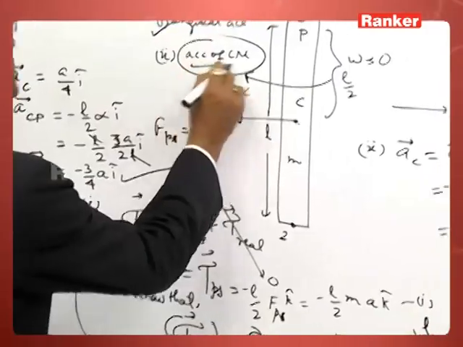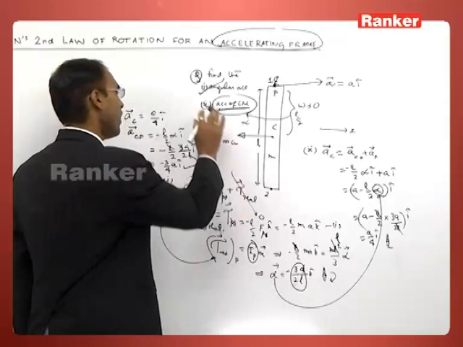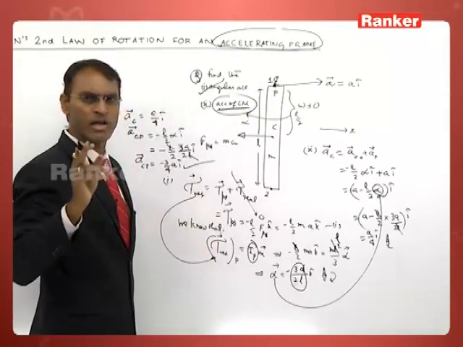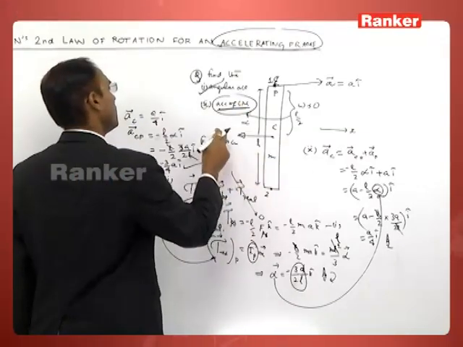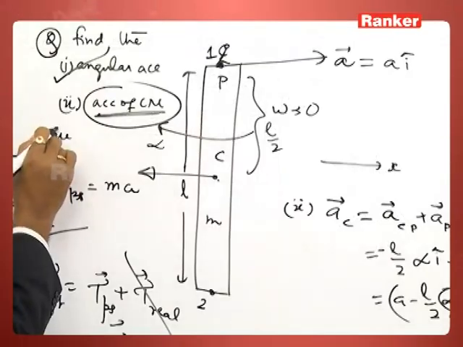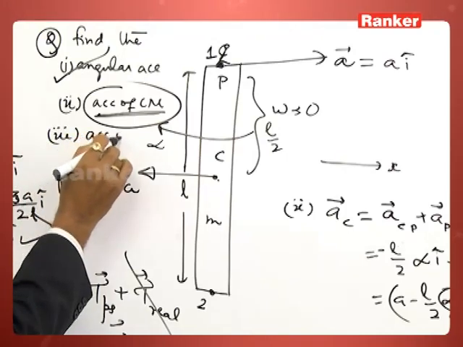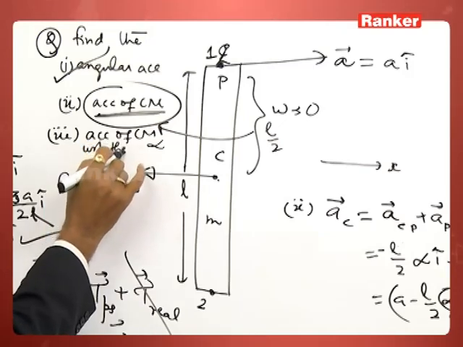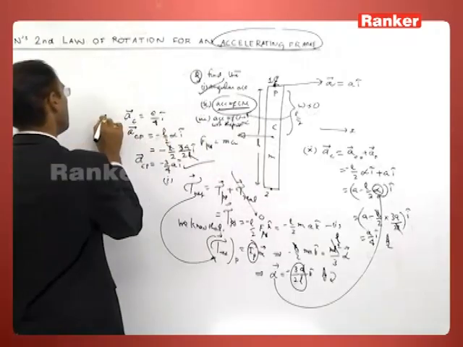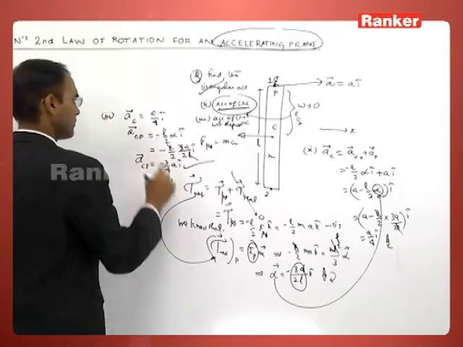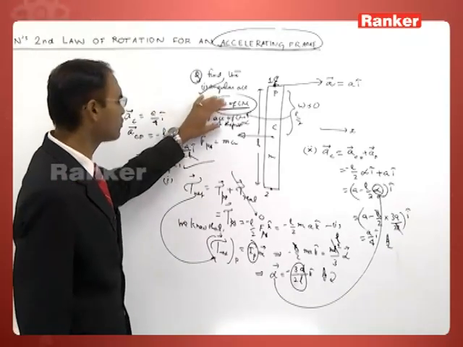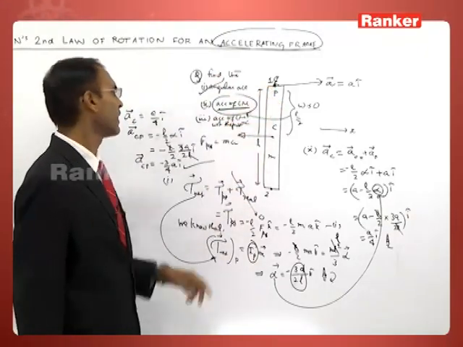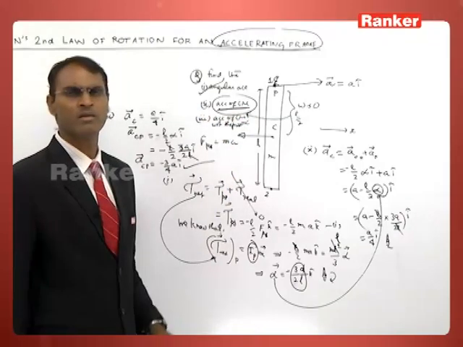So which acceleration is he asking? We have to see. If nothing is mentioned, and he simply asks acceleration of the center of mass, we have to assume that it is with respect to ground. Or in the next bit, you can find acceleration of center of mass with respect to the pivot. So this will be the answer. You should make a clear-cut difference between these two accelerations. One with respect to this accelerating point, and another with respect to the fixed point with the ground.